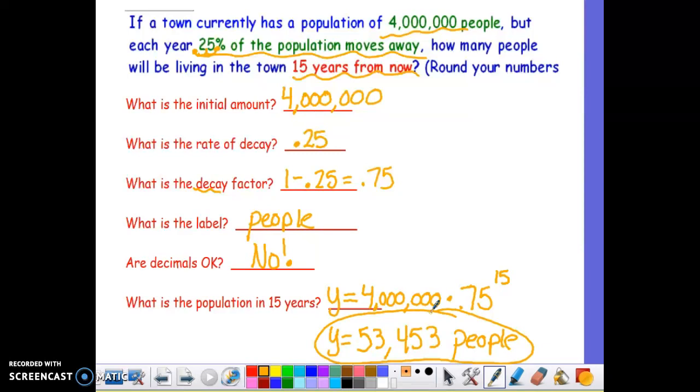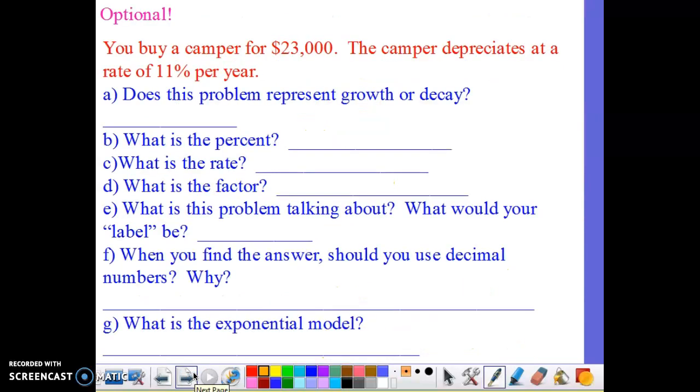Alright, so hopefully that one also felt okay. I do have one more on there, and I know it says optional, but it's not optional. We're going to actually do it, because I think it's good just to get a bunch of practice with these before you get rolling with the homework.